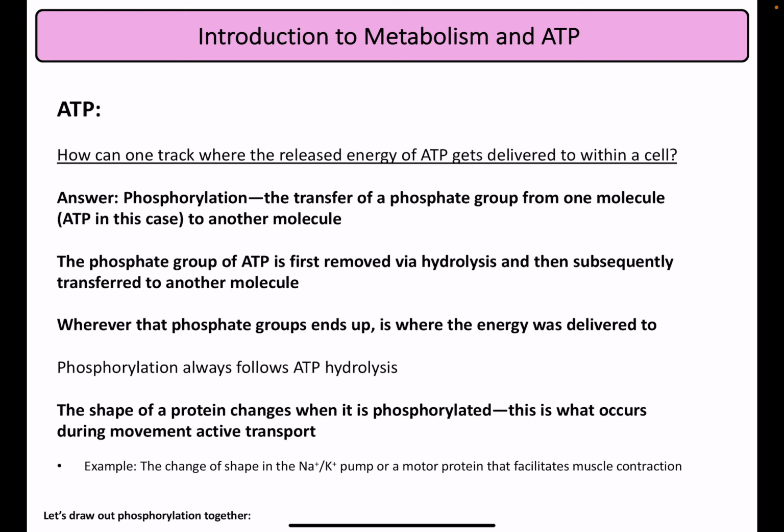Our next question is, how can one track where the released energy of ATP ends up, or where does it get delivered to? Is there a way to figure that out? And the answer is yes. You need to visualize the reaction that follows ATP hydrolysis, something called phosphorylation. And it's basically tracking where that removed phosphate group ends up. So phosphorylation is the transfer of a phosphate group from one molecule to another. In this case, from ATP to another molecule.